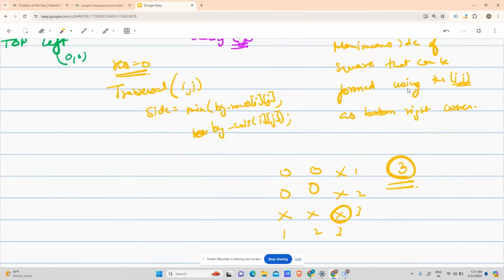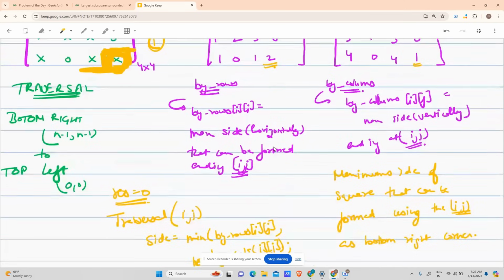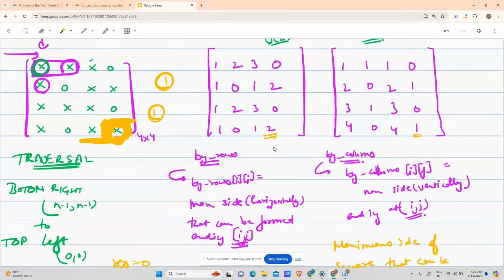So we will run a loop. Now why should we run a loop? Like what is the circumstance in which we should run a loop? If side is greater than result. See, if we have already achieved a size of 3 and we are trying to form a side of 2, right? So what is the point?